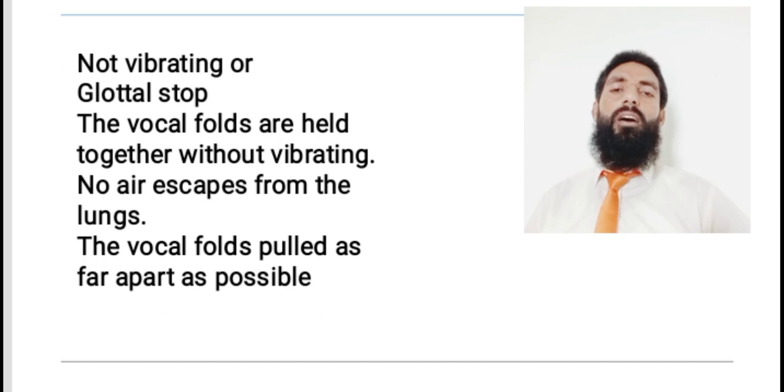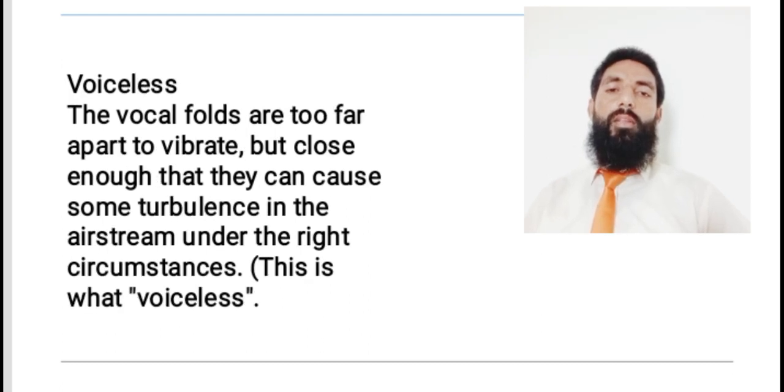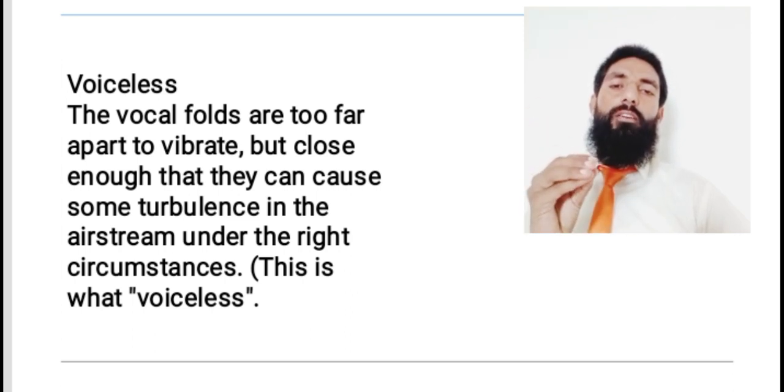The vocal folds are held together without vibrating. No air escapes from the lungs. The vocal folds are pulled as far apart as possible. This was all about voiceless. The vocal folds are too far apart to vibrate. Yes, too far apart means too far away, but close enough that they can cause some turbulence in the airstream under the right circumstances. This is what voiceless is called.